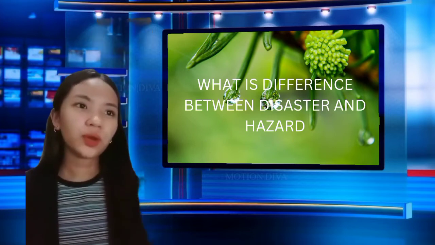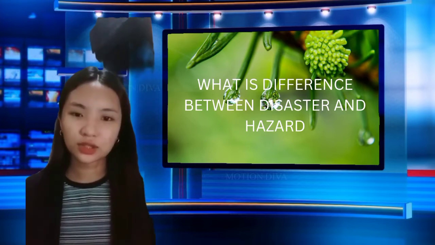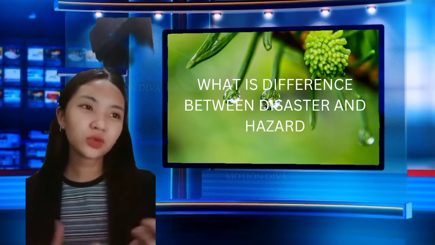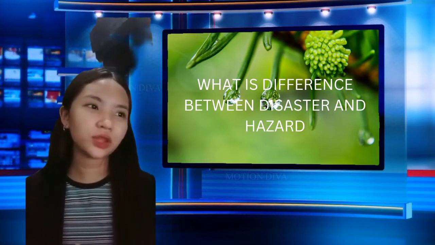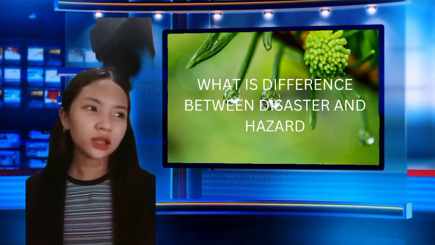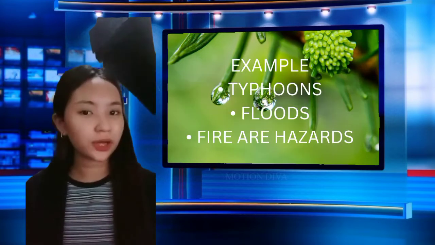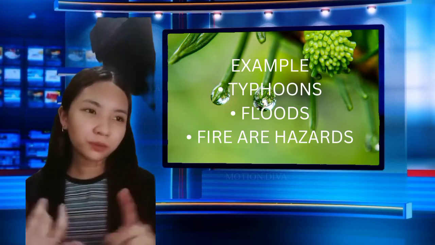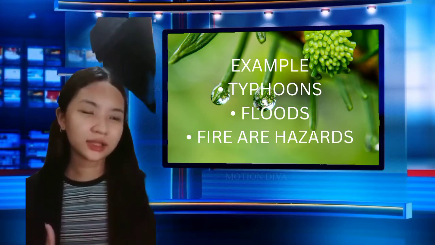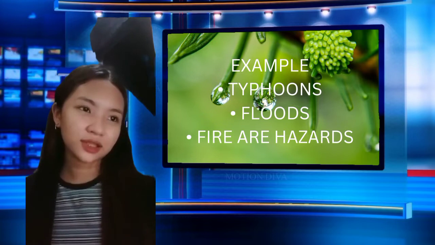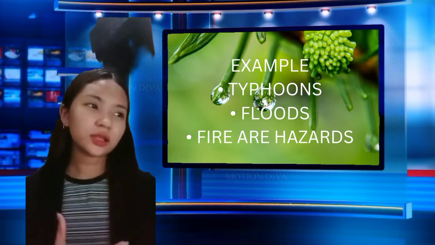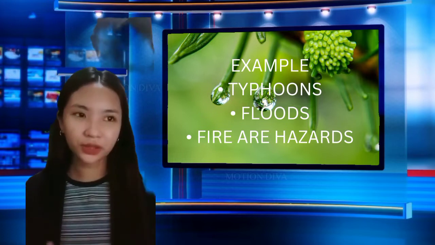So, what is the difference between disaster and hazard? A hazard is any unusual event that has a potential to threaten people's lives, their property, and livelihoods. For example, typhoons, floods, and fire are hazards. A hazard becomes a disaster when it happens where many people are living or have their livelihoods and causes damage to them and their property.